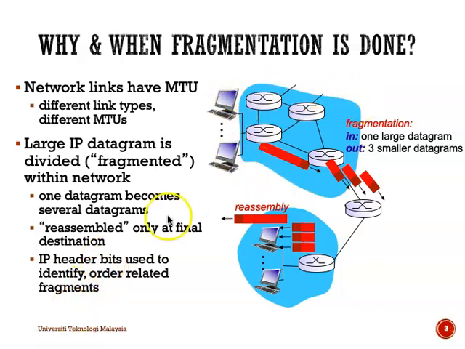Let's look at the example here where we have different routers. At the incoming link of this router, there is one large datagram, and then the outgoing link from this router has three smaller datagrams. It means that the fragmentation process has occurred at this router. These three smaller datagrams will be reassembled at the final destination.